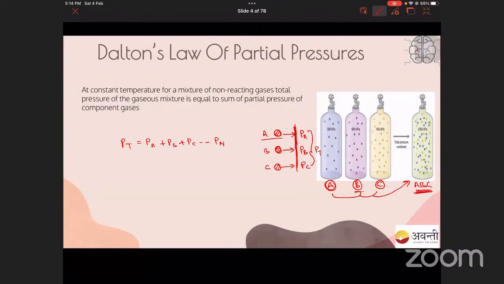Okay. Now, in the same way, let's say I'm taking 1 mole of gas in the A cylinder, 2 moles of gas in the B cylinder, and another 2 moles of gas in the C cylinder. Now, what is the total number of moles present in the ABC gas cylinder? I'm saying 1 mole of gas is present in cylinder A, 2 moles in cylinder B, 2 moles in cylinder C. What is the total number of moles present in the last cylinder, the ABC cylinder? Can answer in the chat.